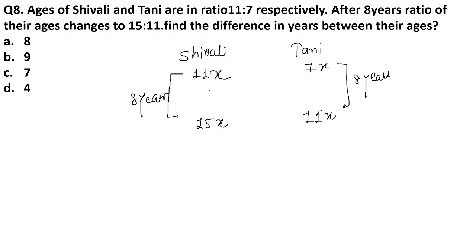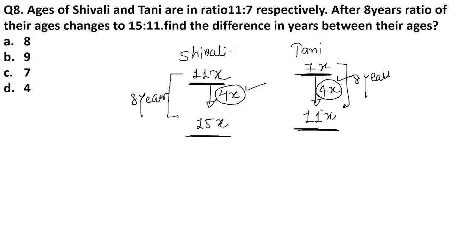Okay. So, how many parts of increment did Shivali have? She had 11 parts before. Later on, she got 15 parts. It means 4 parts of increment, that is 4x. On the other side, look here, Tani's age is 7x and later on became 11x. So a 4x increment had happened again on both ends. Shivali's age got increased by 4x. Tani's age also got increased by 4x.